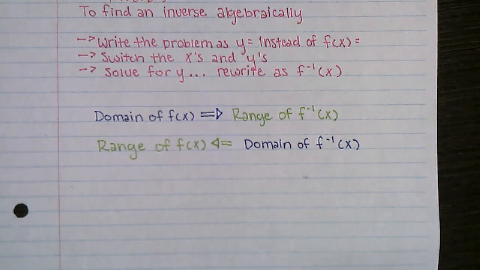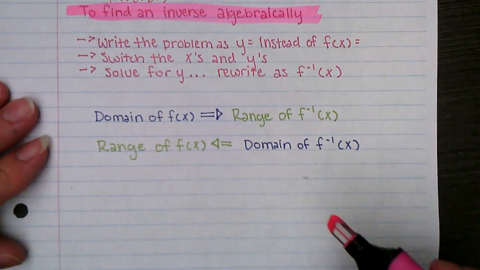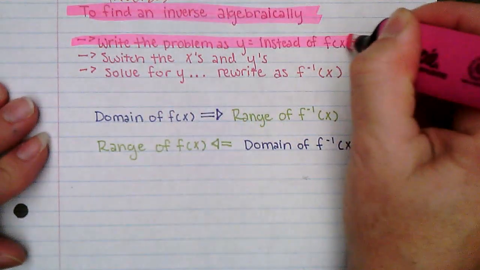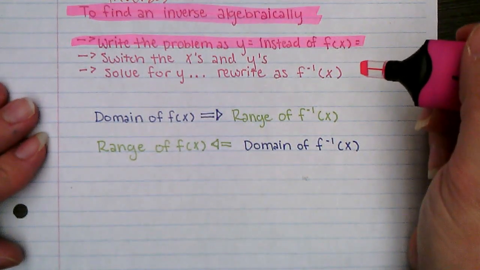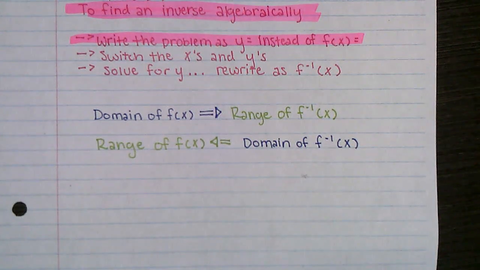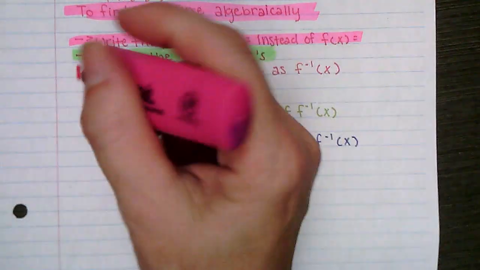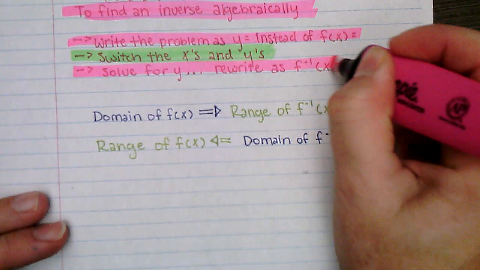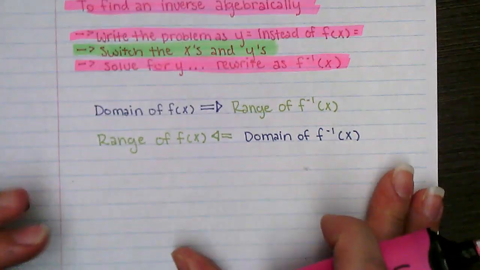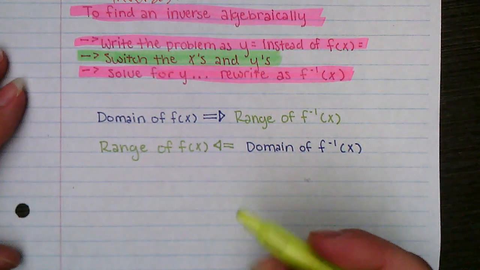So to find an inverse algebraically, you want to start by writing the problem as y equals instead of f of x equals. So when you copy the problem down, don't use the function notation, just use y. Then you're literally going to switch all the x's: you turn every x that you see into a y and turn the y into an x. And then you're going to solve for y, kind of like putting something in slope-intercept form. You want to isolate the y, and when you're done with that, you just rewrite it with f inverse of x instead of y equals.